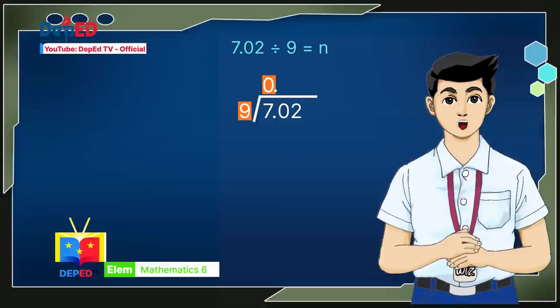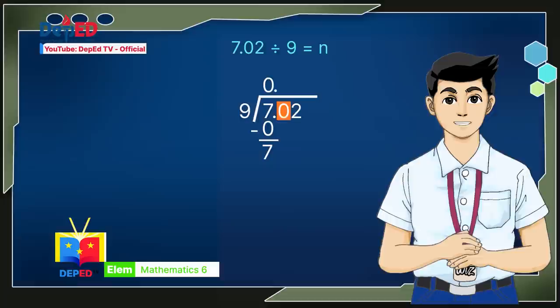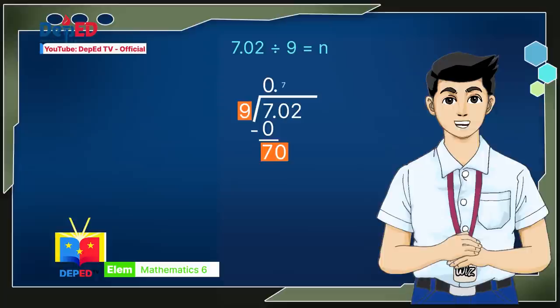After that, I did this. 7 minus 0 is equal to 7. Bring down 0, making 7, 70. 70 divided by 9 is equal to 7. Then, 7 times 9 is equal to 63. 70 minus 63 is 7. Bring down 2, making 7, 72.